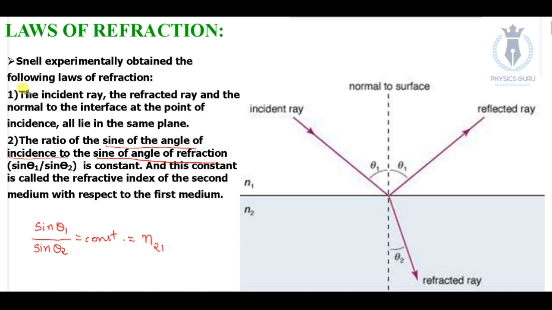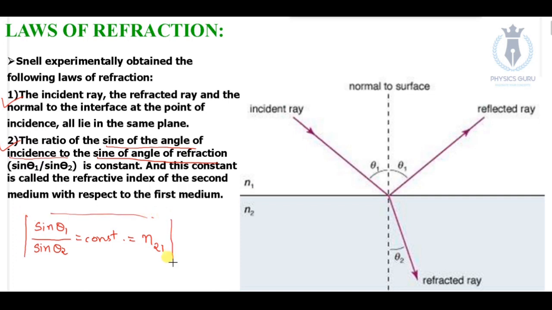Once again I repeat these laws. This first law is very simple. The incident ray, refracted ray and normal at the point of incidence all three lie in the same plane. And the second law, no need to cram this second law.